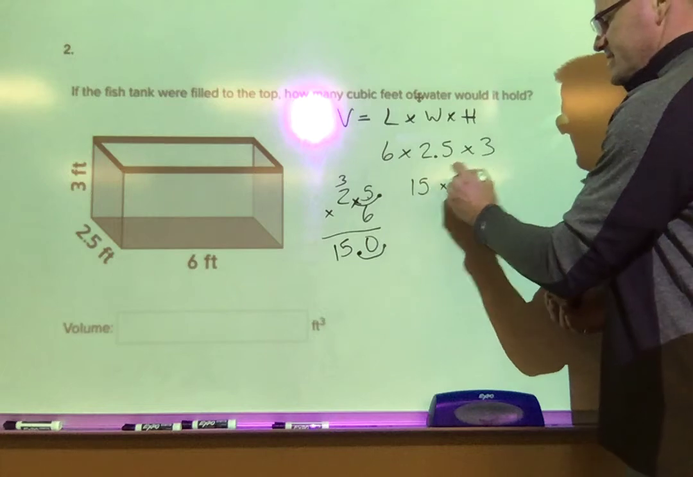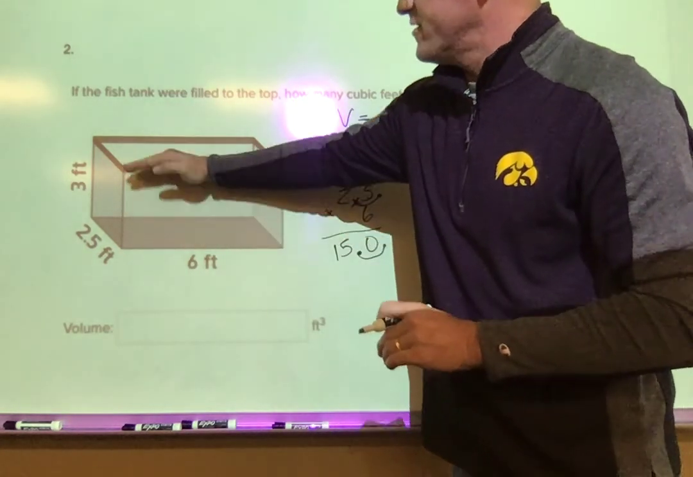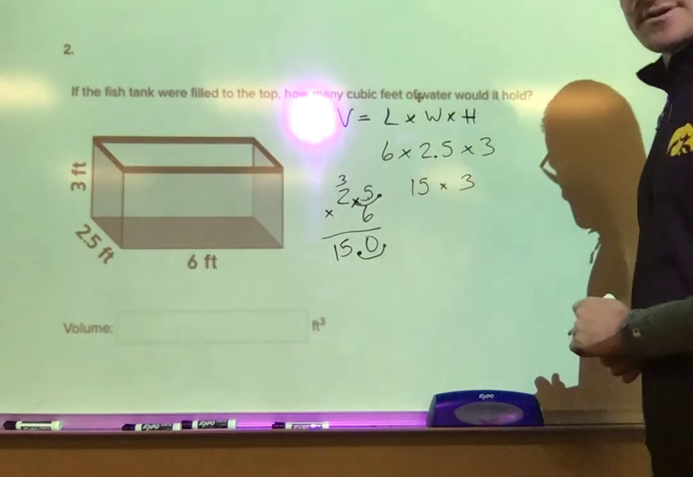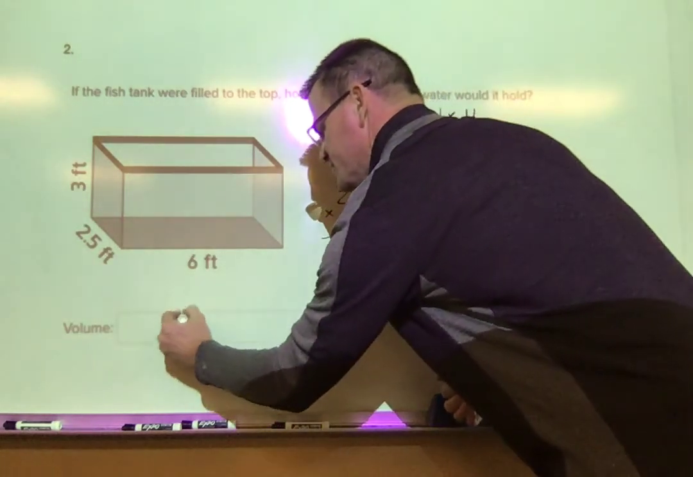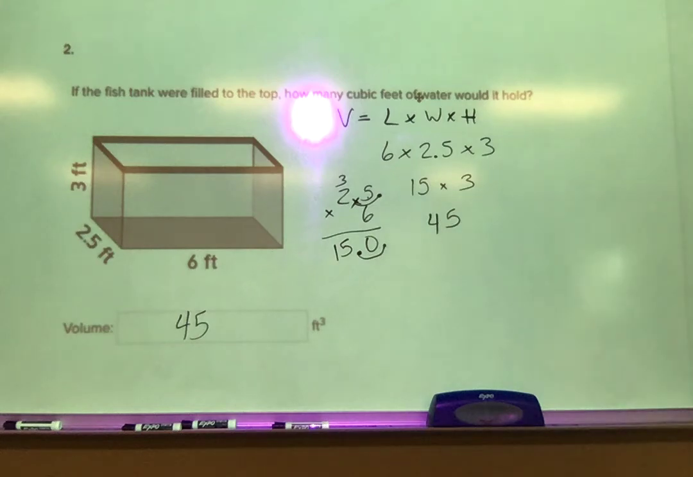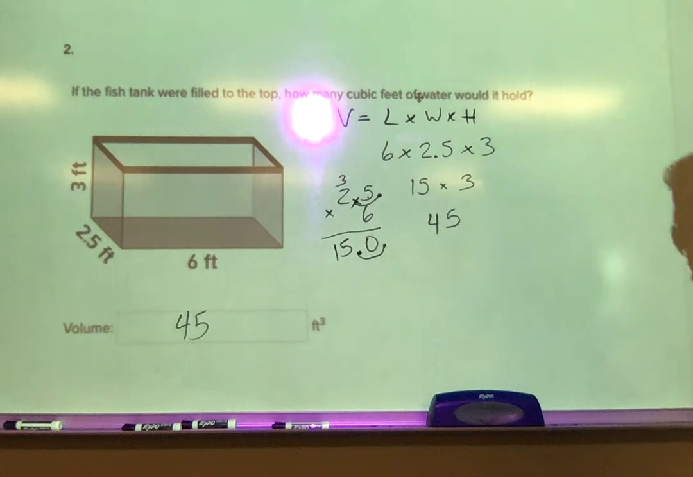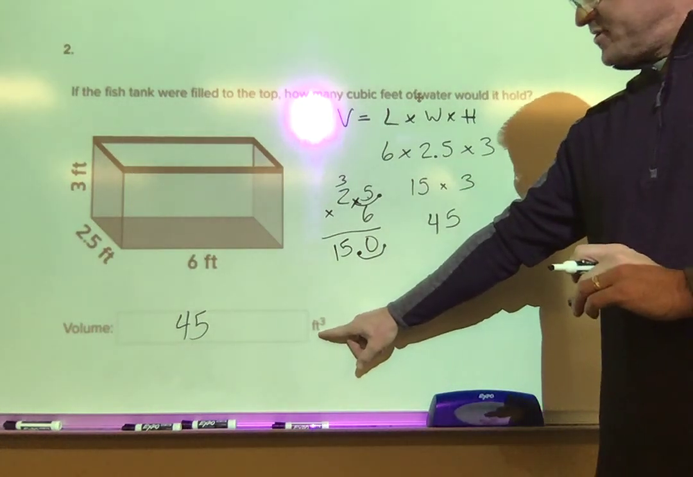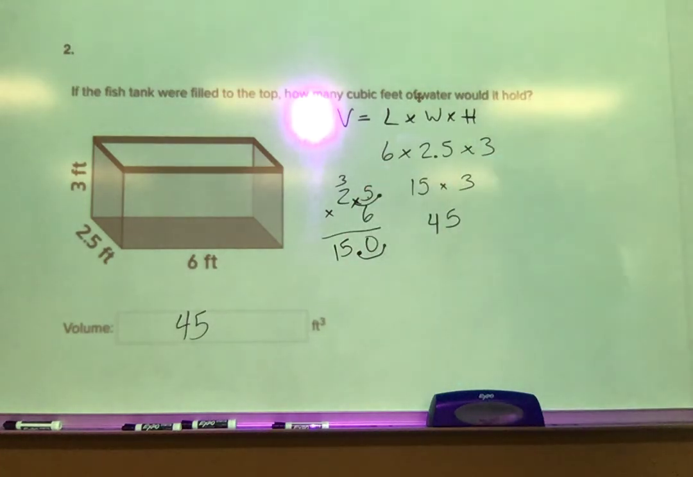I can then take that times 3, because if there are 15 cubes on the bottom, I have 3 rows of that, since it's 3 feet high. So I just need to take 15 times 3, and I can do that in my head. That is 45. So this fish tank would hold 45 cubic feet of water if it were being filled up for fish. Again, they had the label for us. Most of the time we'll have to remember to put that, knowing we're talking cubic feet here, how many cubes would fit inside there, and how much would fit.